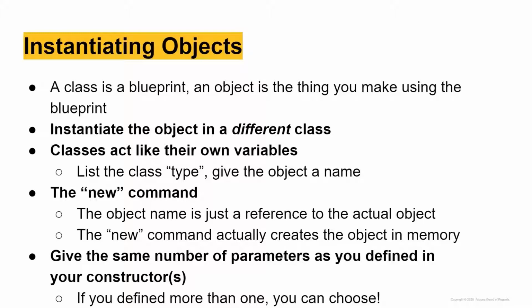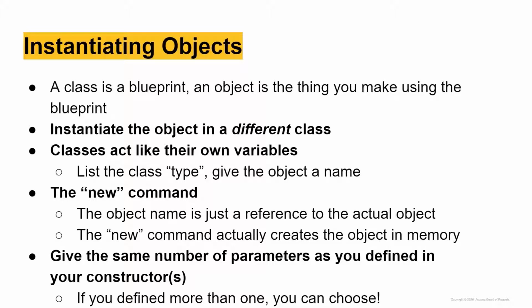So we are always going to instantiate objects in a different class from the class in which they are defined. We couldn't call an animal object from within the animal class because the object uses the class itself to make the object. So that wouldn't work. In this case, classes kind of act like their own variables. You're going to list the class type and give the object a name. And then you're going to use the new keyword.